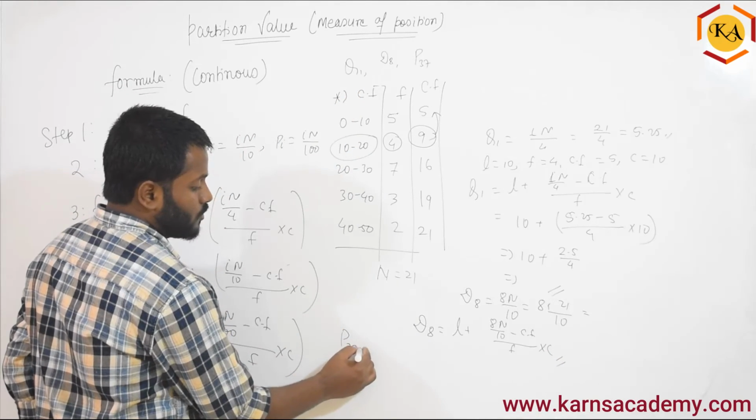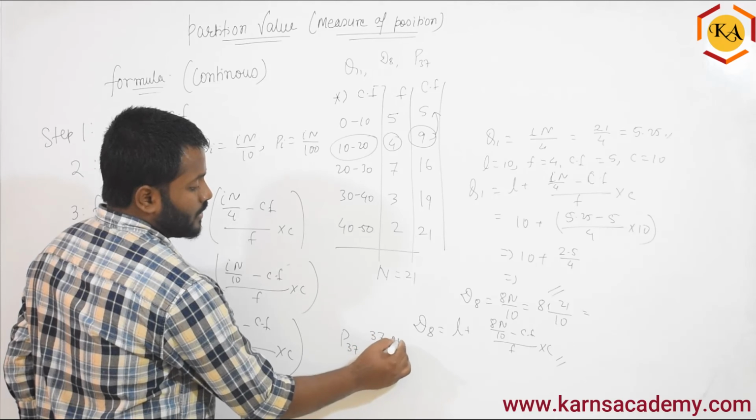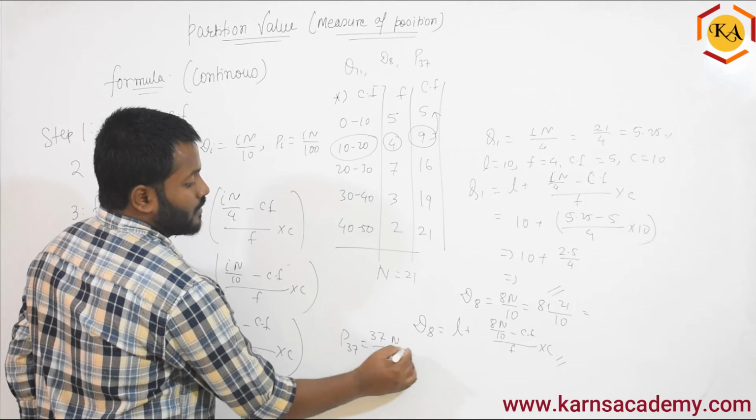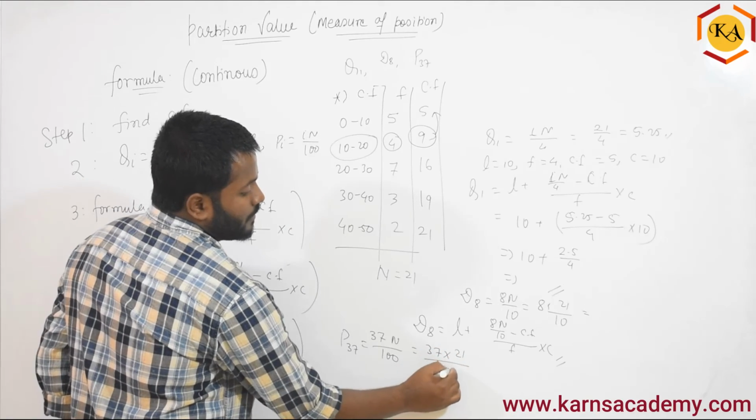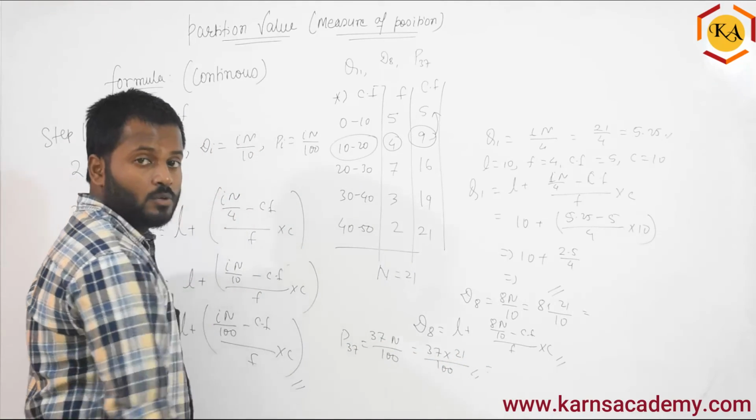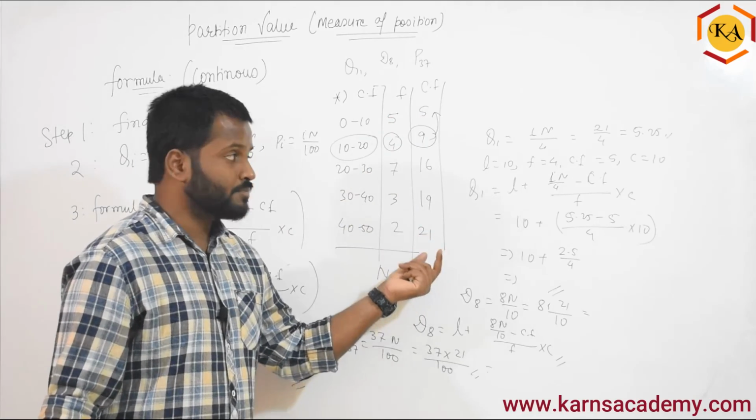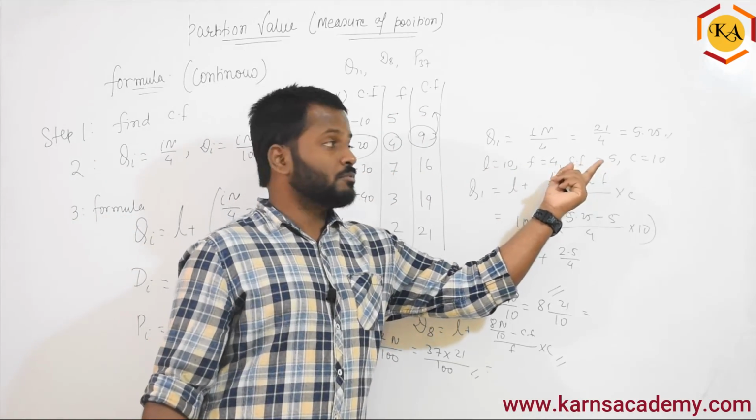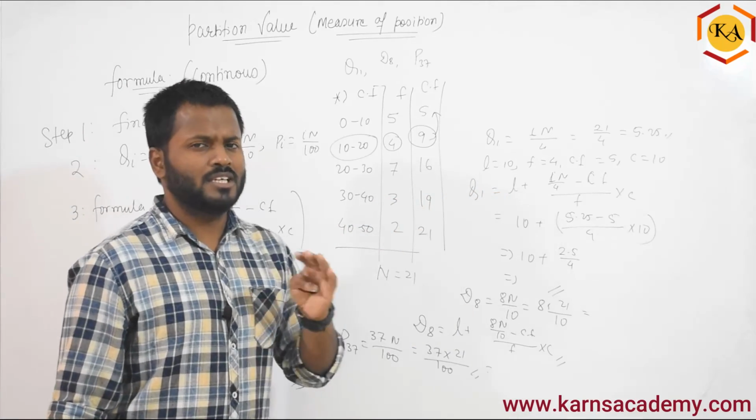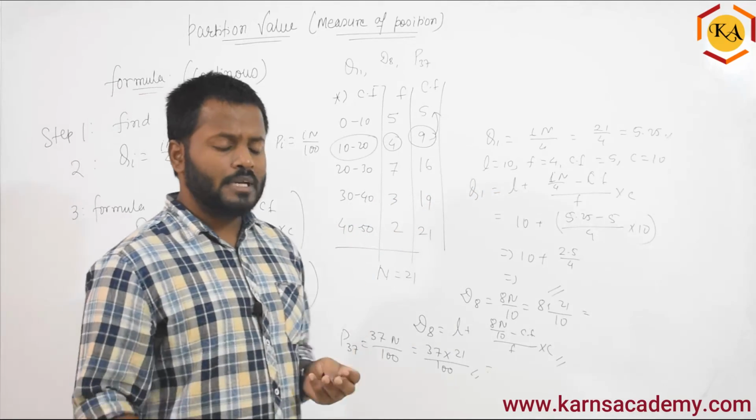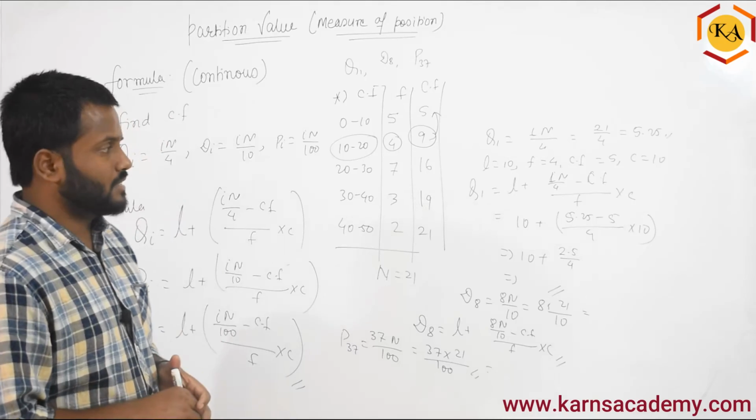Right? And similarly you can find out the P37. So what are you going to do for P37? 37 into n by 100. Right? So 37 into n value is 21 divided by 100. Find out the value, whatever you get, based on that you select this, then find out all these values. Remember, cumulative frequency is the preceding value and then put in the formula. It's very simple, very easy. Keep practicing, definitely you will understand, right?